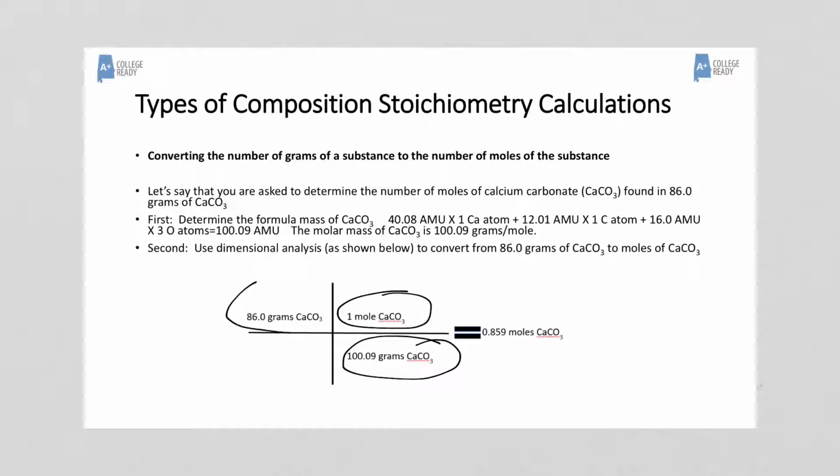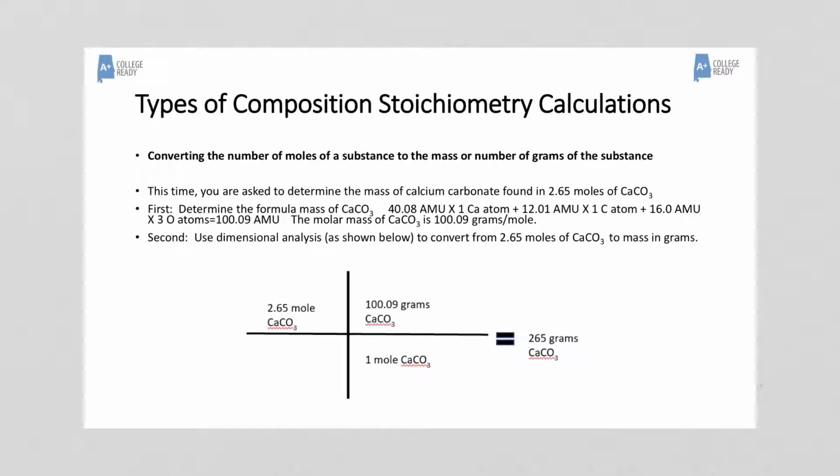We're going to put our given over here on the top left. We're going to put our conversion factor on the right side. We're going to put the gram portion of the conversion factor on the bottom so that grams will cancel with grams. We're left with moles of calcium carbonate, which is what we're looking for. To finish up the problem, we're going to multiply across the top. We're going to divide by 100.09, and we're going to be left with 0.859 moles of calcium carbonate. That's the number of moles found in 86.0 grams of the substance.